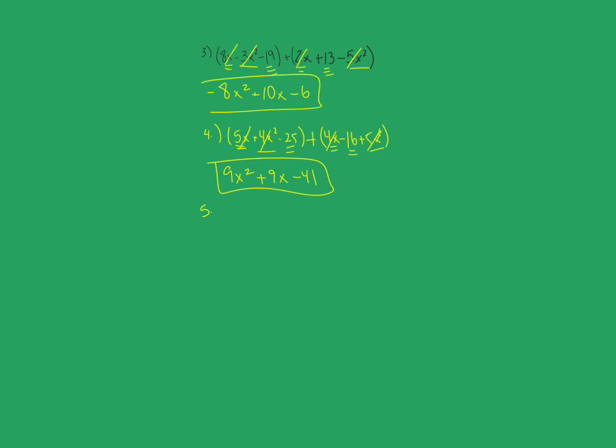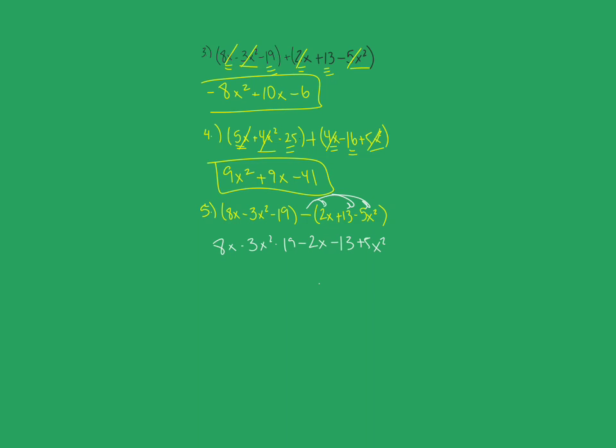Now 5 is very similar, except there's a minus in between. So I have 8x minus 3x squared minus 19 in parentheses, minus 2x plus 13 minus 5x squared. So the negative sign is going to distribute. The first set of parentheses does not change, so it just stays 8x minus 3x squared minus 19, minus 2x minus 13 plus 5x squared.